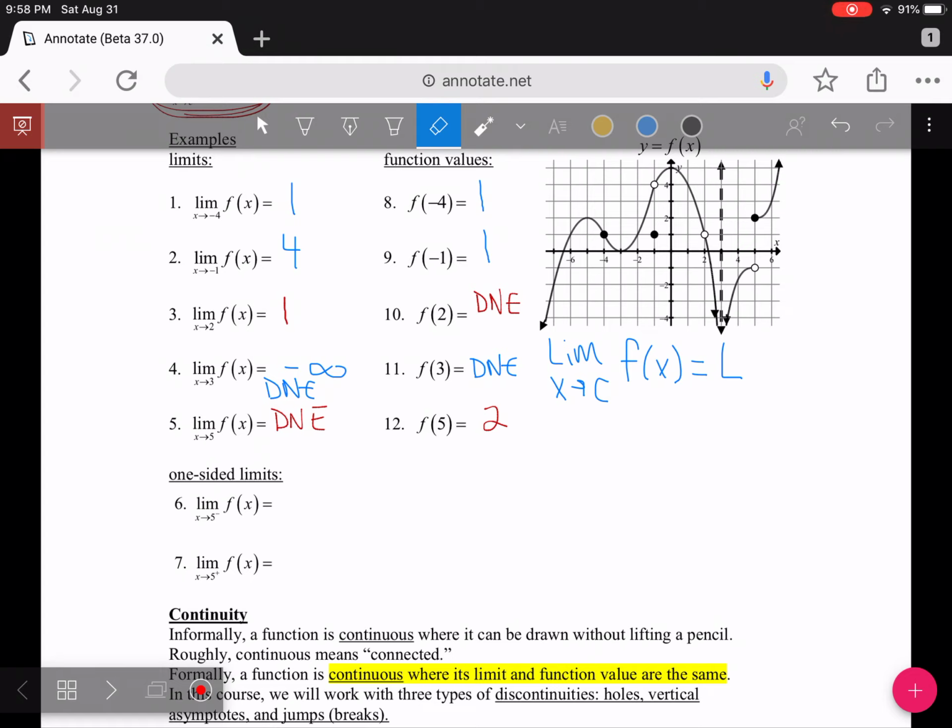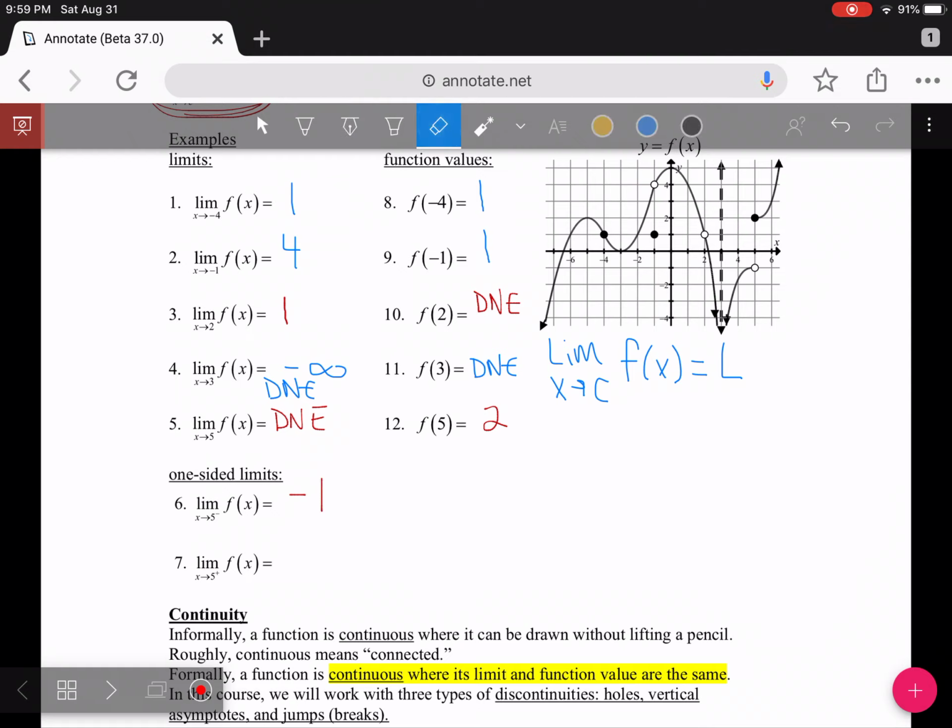So we're starting here, and we're going to walk up this function until we get really close to 5. Well, as we get really close to 5, we approach y equals -1. So the limit as x approaches 5 from the negative direction is -1.